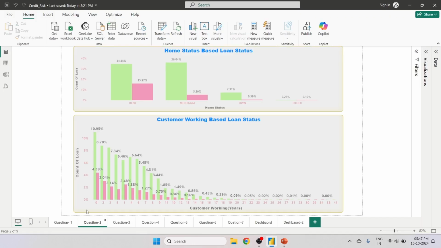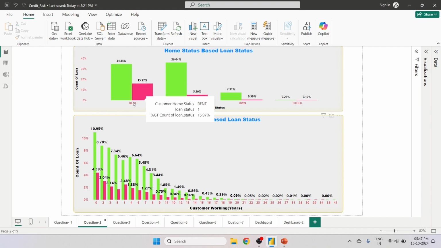This data is shown here. We can see 34.55% are rented, and the default rate is 15.97, and for owner, 7.31% of loans, and the default rate is 0.5%, very low.